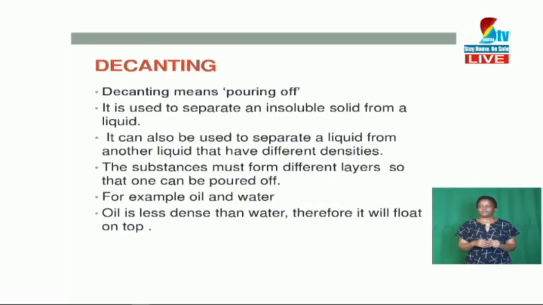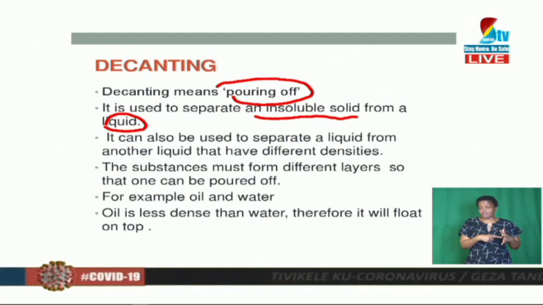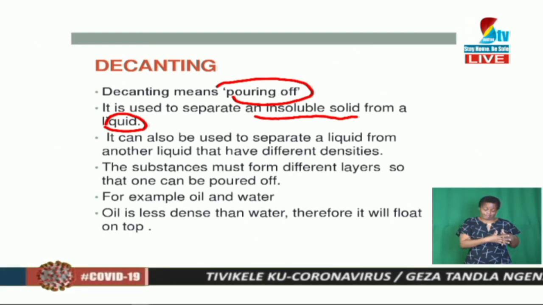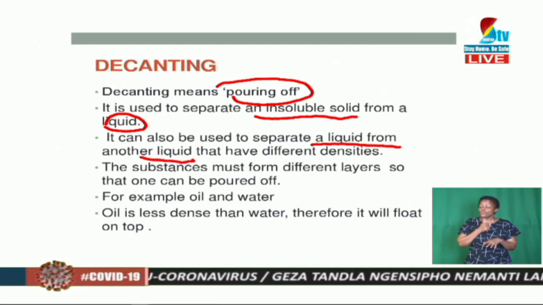And this method is decanting. Decanting simply means pouring off. So decanting, dear learners, is used to separate an insoluble solid from a liquid. It can also be used to separate a liquid from another liquid.